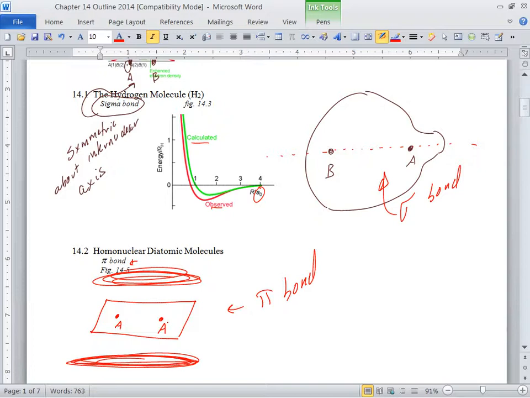So you pretty much have to take a cylinder and just empty it out in the middle. And atom A is in here somewhere. The other atom A is in there. That would be a what bond? There's nothing between them. That's a pi bond. That's really what it has to be like.